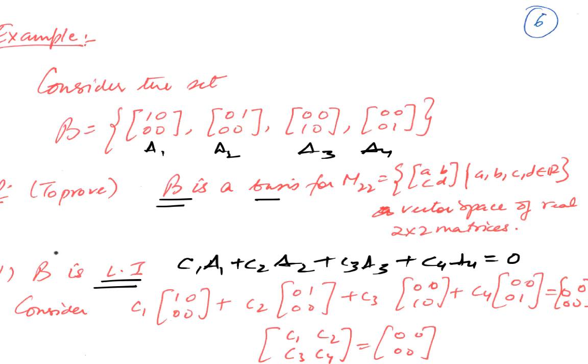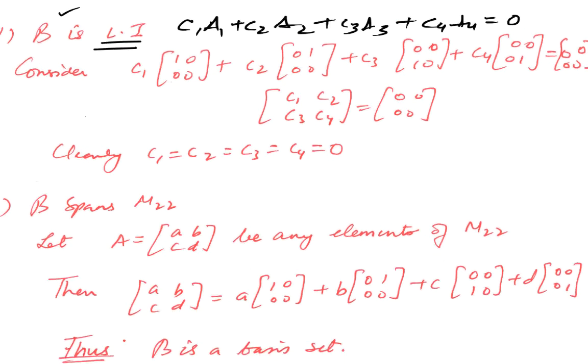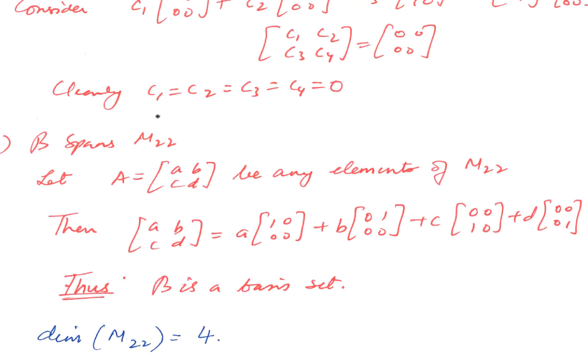Clearly, this base B set is linearly independent. Okay. The next one, the B has to span the whole set M22. In other words, if I take any general element of M22, it can be written as a linear combination of the elements of the set B.